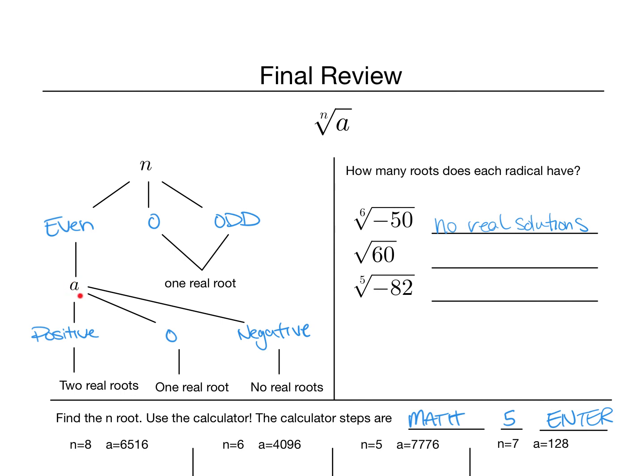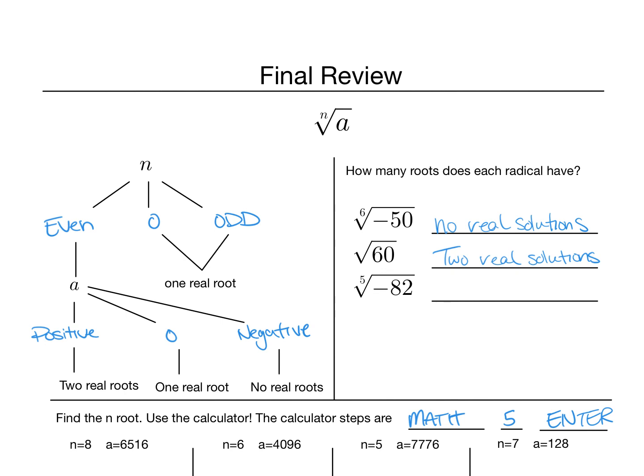Now looking at the number on the inside, positive 60. We don't really care about the number. We care that it's positive, though. So going down the positive route, we see that there are two real roots. So 2 real solutions, roots, x-intercepts, it's all interchangeable.